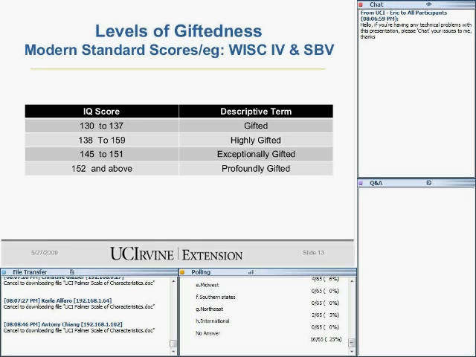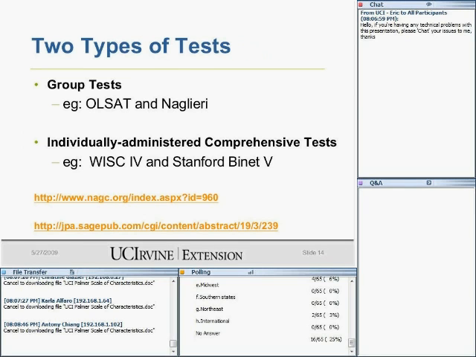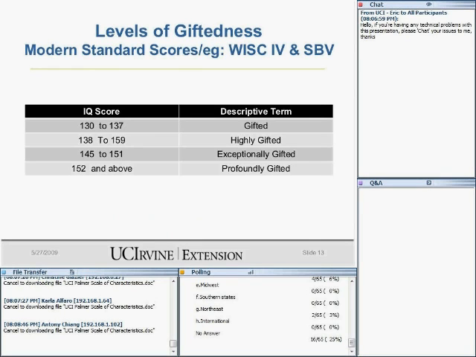But once you hit 145, many people use the term profoundly gifted. So again, there's no universally accepted term for these score ranges. It's true, though, it's very difficult to get over 138, even more unusual to get over 145, and very rarely do I see anybody get over 152.